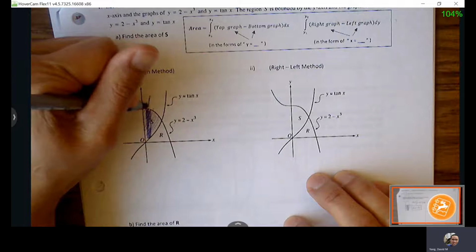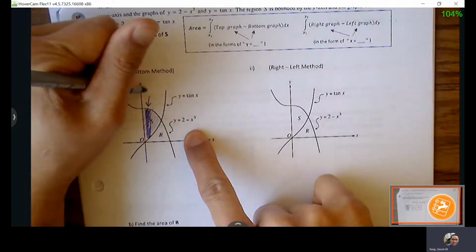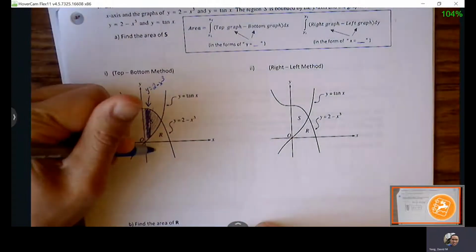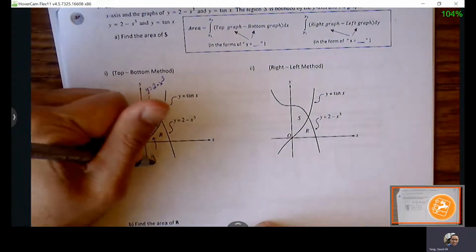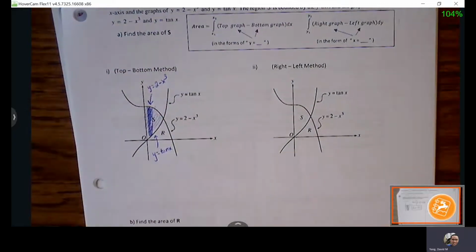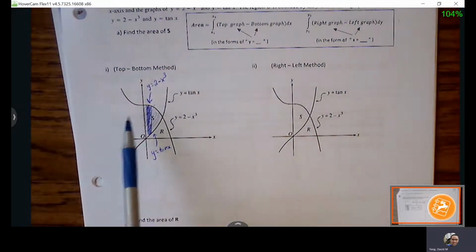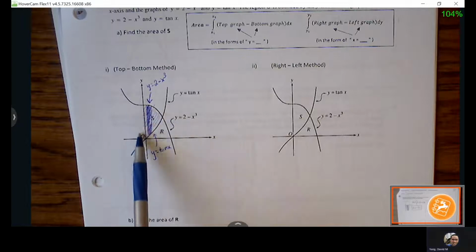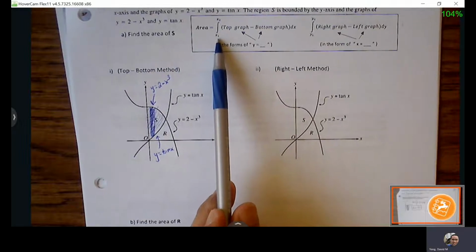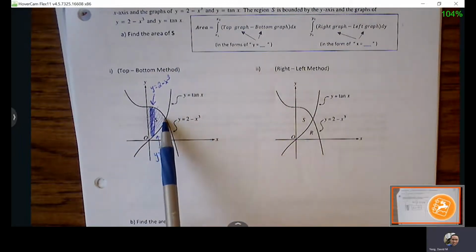The top graph is 2 minus x cubed, and the bottom graph is y equals tangent of x. Everything seems pretty straightforward, but there is a piece of information that we're missing. We have the left bound. What's the left bound of our interval? 0. But the right bound, we don't know where that is. We're going to need our calculator to help find that for us.